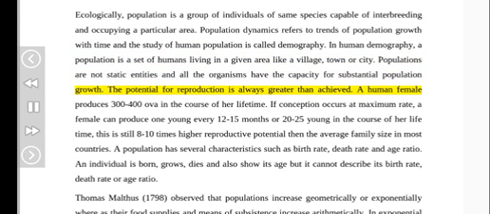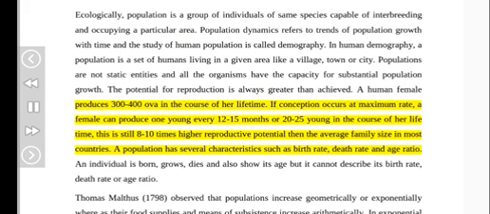The potential for reproduction is always greater than achieved. A human female produces 300 to 400 ova in the course of her lifetime. If conception occurs at maximum rate, a female can produce one young every 12 to 15 months, or 20 to 25 young in the course of her lifetime. This is still 8 to 10 times higher reproductive potential than the average family size in most countries.